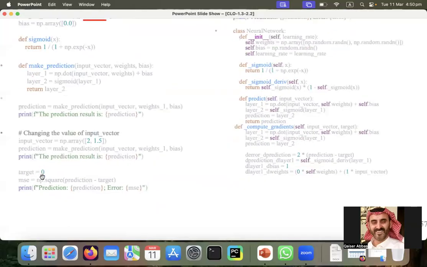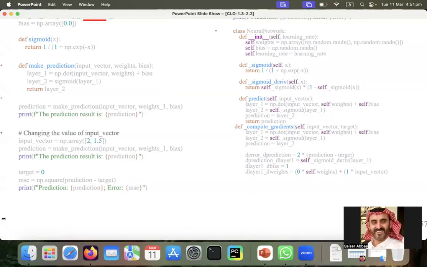Now I am saying target is 0, which means class is 0. And here I am using np.square of prediction minus target. Prediction is that variable, target is that variable. Prediction is the output by the model, target is your actual class. So you are taking the subtraction and then applying the square function available in numpy. And this square is your mean squared error. This is the formula for the mean squared error.